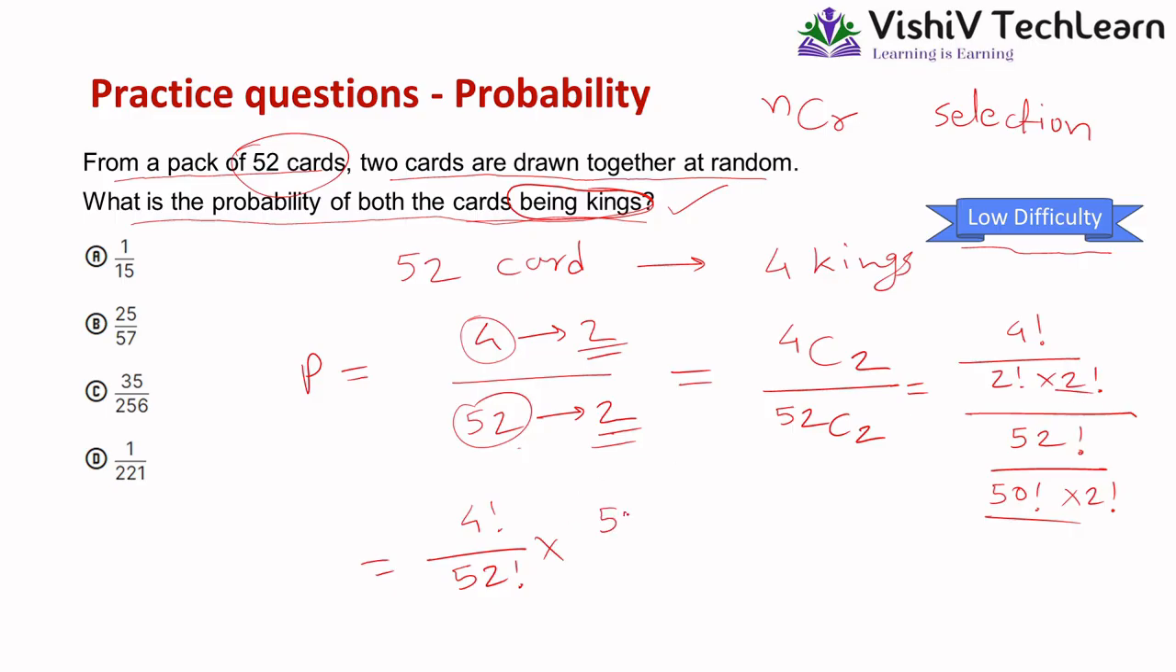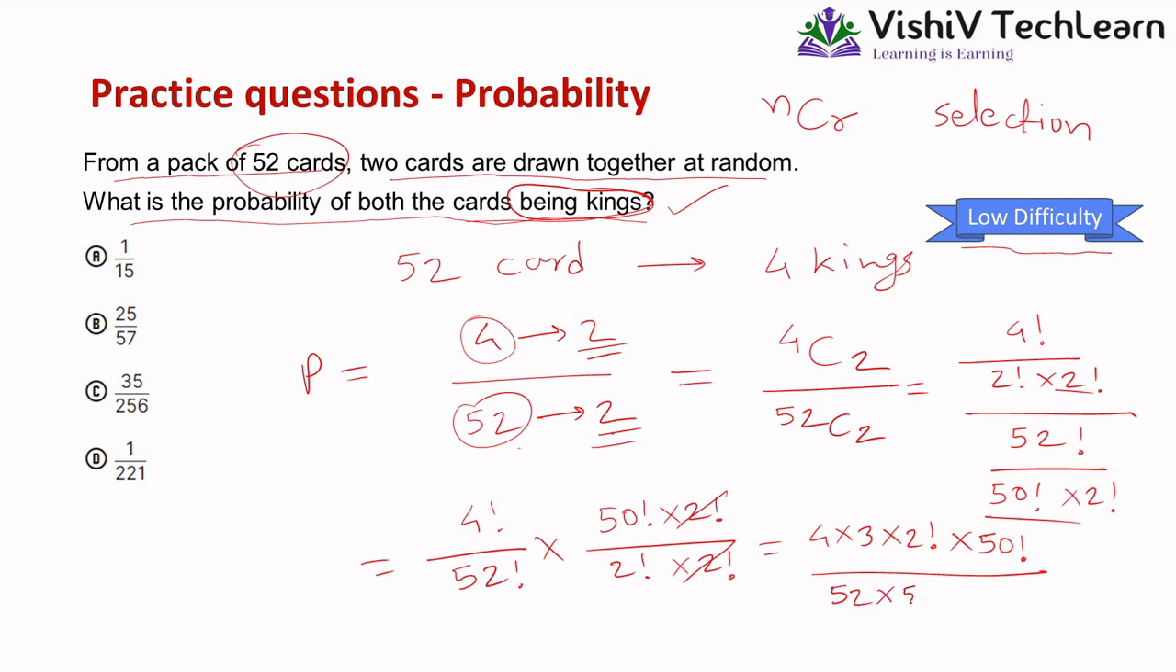So it will be 50 factorial into 2 factorial upon 2 factorial, 2 factorial. Correct? Let's cancel this out over here itself, and this 4 factorial we can split into 4 into 3 into 2 factorial, multiplied by 50 factorial as it is, divided by 52 into 51 into 50 factorial, and this 2 factorial again as it is.